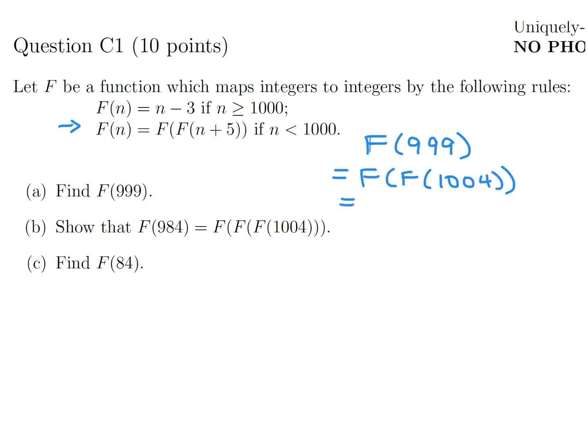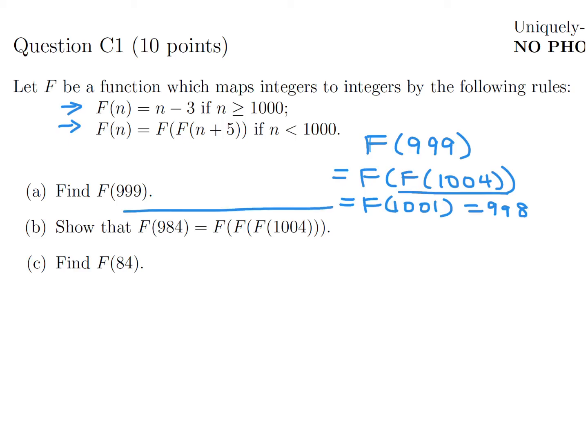Okay, so this guy, well, 1,004 is greater than 1,000, so we're going to use the first rule. So that's n minus 3. So it would be f at 1001. And then f at 1001, well, 1001 is greater than 1,000, so again, use the first rule. So that would be 998. And I think that takes care of that part.